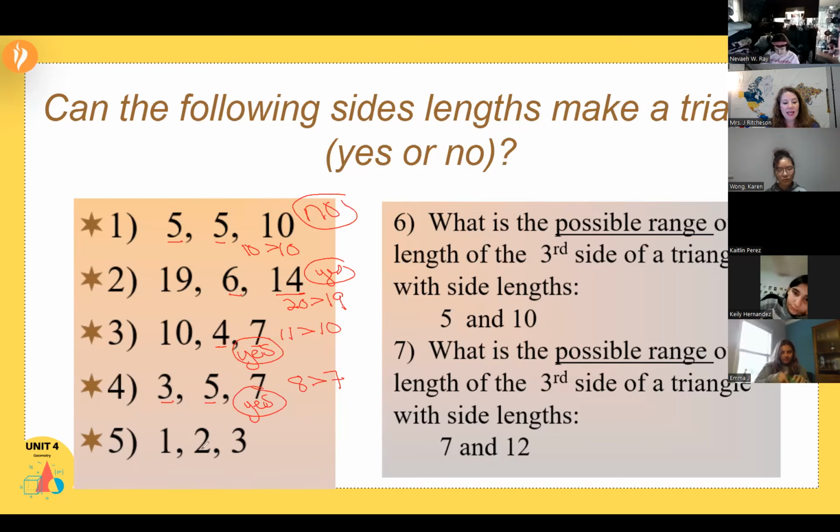And then number 5, 1 plus 2 is 3. 3 is not greater than 3. So the answer is no. Who got all those right? So far, so good. Yay.